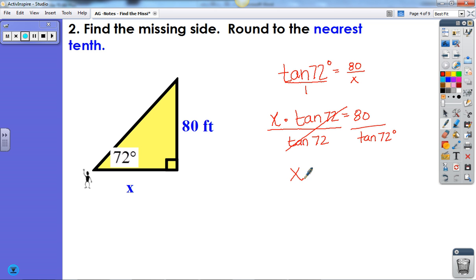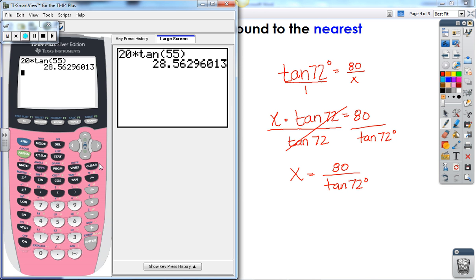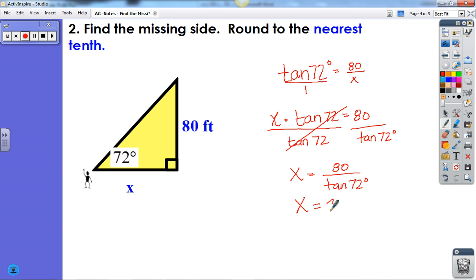So in my calculator, I'm going to put in 80 divided by the tangent of 72, and the answer to that is going to be this side length. So let's look at this. I have 80 divided by the tangent of 72. And I get 25.99. And since I'm rounding to the nearest tenth, if I've got 25.99, this is going to round up. So it's going to be 26 even. And again, my units for this, feet.